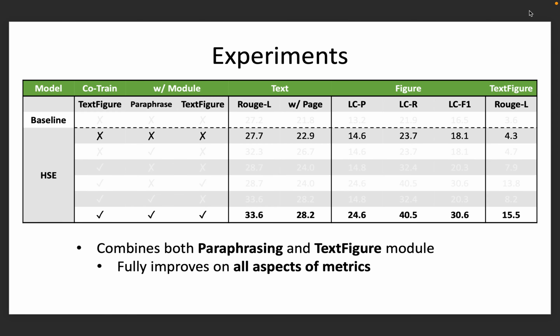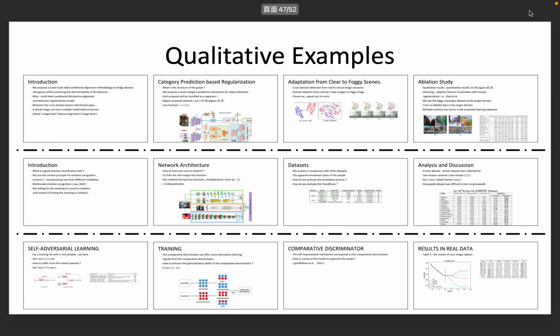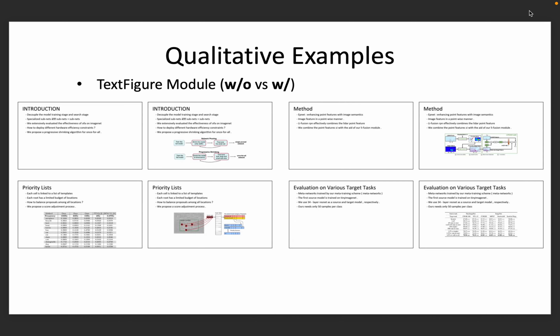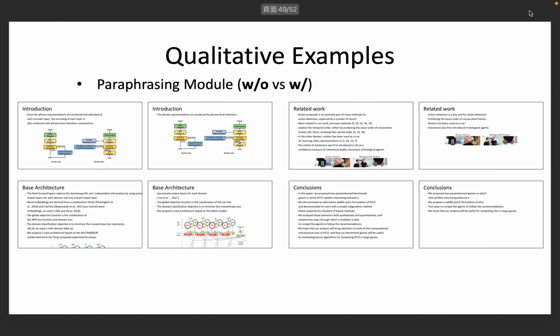And combining all of the techniques, including HSE, paraphrasing, and text figure, we can have a comprehensive improvement over all aspects of evaluation metrics. And here are some qualitative examples of our generated slides. And a comparison between with or without text figure module, we can add related or remove unrelated figures during the post-processing. And a comparison between with or without paraphrasing module. With it, we can have more concise and more slide-style text content.